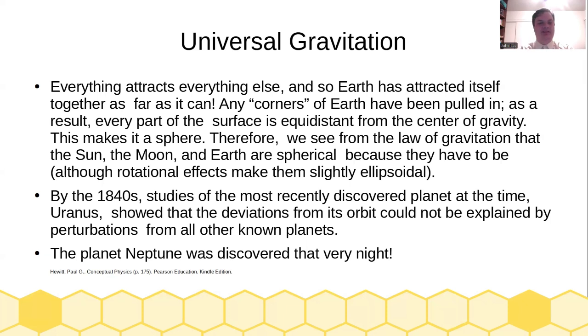based on these perturbations, or changes from the orbit that you would see if it was just Uranus rotating around the sun. Two separate scientists were able to independently predict where a planet would be located and sent these locations to two separate observatories, one for each, and one of them was able to discover the planet later that very night.